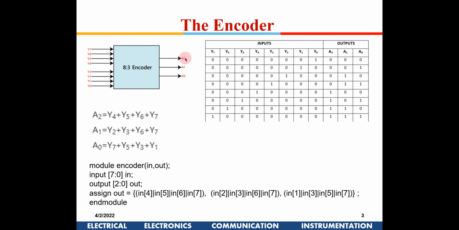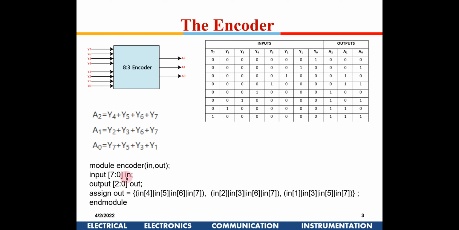Now how to make A2, A1, A0? From the truth table, you can see that A2 is equal to the OR of y4, y5, y6 and y7. A1 is the OR of y2, y3, y6 and y7. These Boolean expressions can be straight away visualized from this truth table. Accordingly I can just write a program.